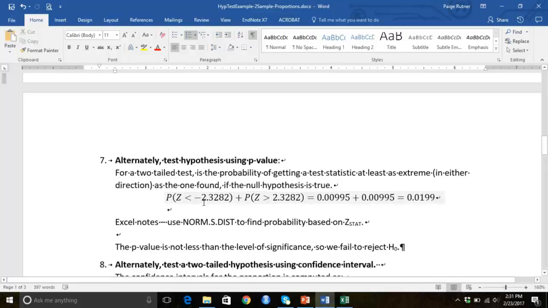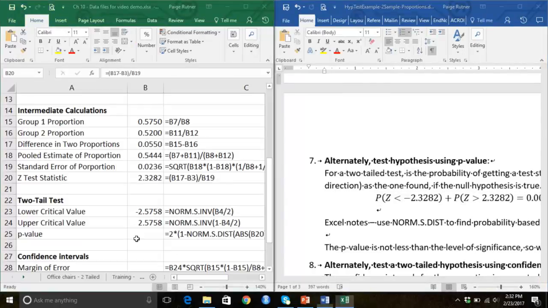And so our p-value is going to be the probability of getting a test statistic that is less than minus 2.3282. Remember, the test statistic that we got was positive of that value. So we're going to take that probability of getting more extreme in the negative direction, add the probability of getting more extreme in the positive direction, and that's our total p-value. You can see how the computations work out here. So going more extreme in the positive and in the negative direction give us 0.00995. Sum those together to get the total p-value. All right, let's go back to our computation.